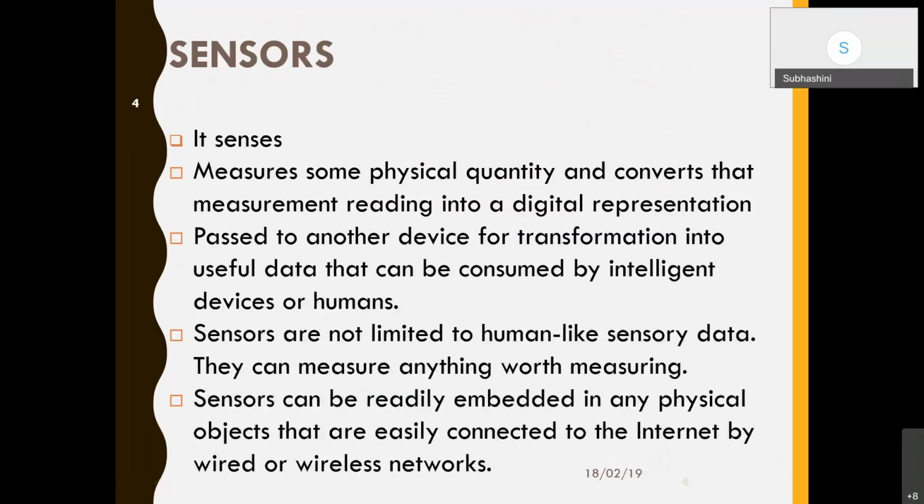So basically what is a sensor? It's a device which is meant to perform a sensing activity. It can sense any physical quantity and converts the measurement reading into digital information. See, digitization is definitely required because after sensing some real quantity, the sensor converts the data into digital form. Once you convert the data into digital form, it can send it to any other device for transformation into some useful data. It can send it to a controller or to any other device for performing certain actions, right? That's nothing but the sensor's activity.